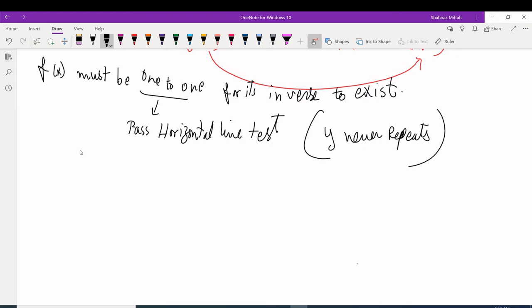a horizontal line test. If I have a graph y equals x squared, like a parabola like this, then the question is asking if f of x has an inverse function. Does this function have an inverse function? This one does not have an inverse function because it is not passing the horizontal line test. The horizontal line goes like this. If it touches the graph twice, or more than once, then it doesn't have an inverse. So this one doesn't have an inverse.